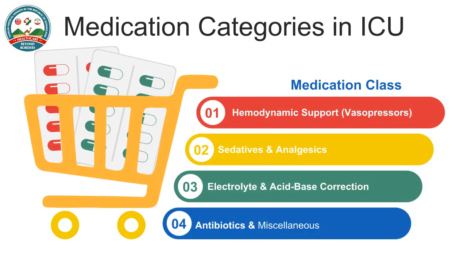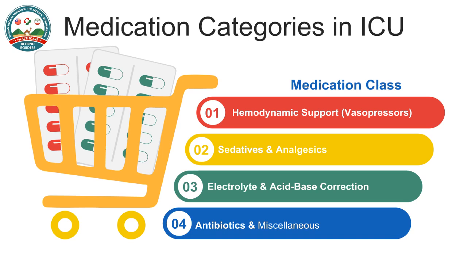In the previous slide, we looked at the objectives of this session. Now, let's move on to the actual medication categories in the ICU. Generally, ICU drugs can be divided into four main groups. First, hemodynamic support drugs, vasopressors, which are essential for maintaining blood pressure and organ perfusion. Second, sedatives and analgesics, used to reduce pain and anxiety, and to keep patients stable during procedures such as intubation.